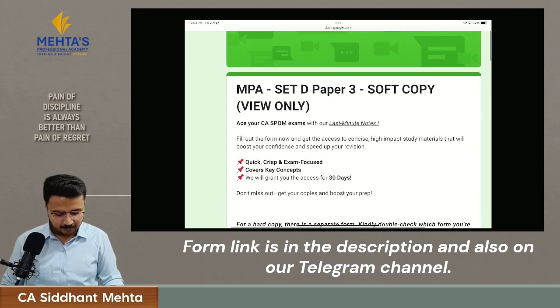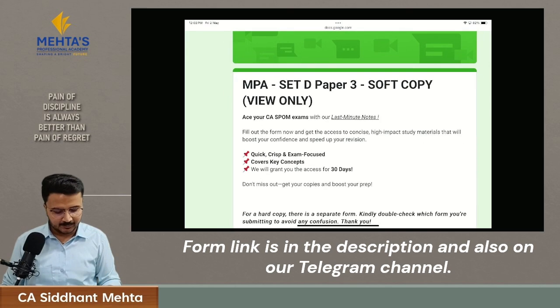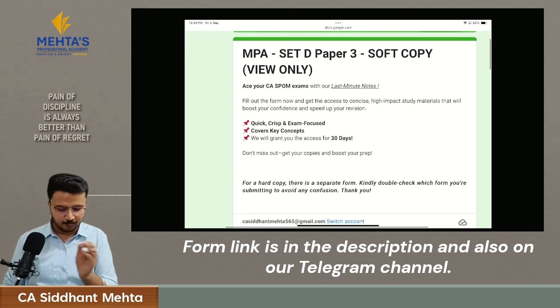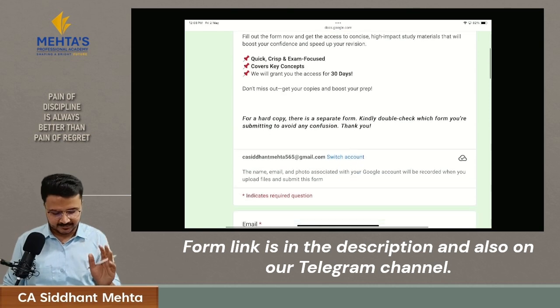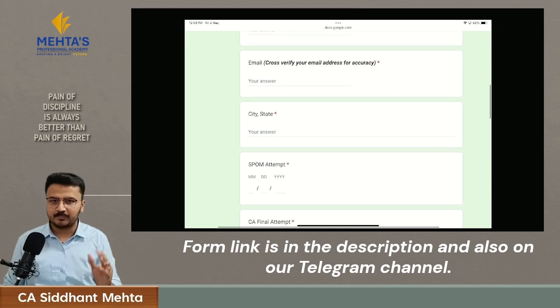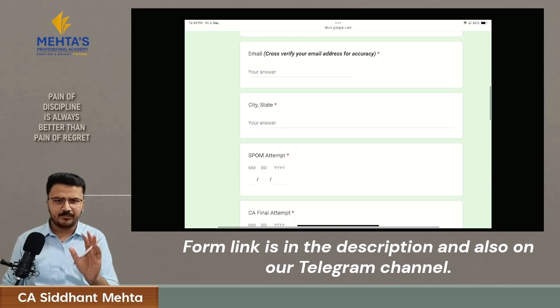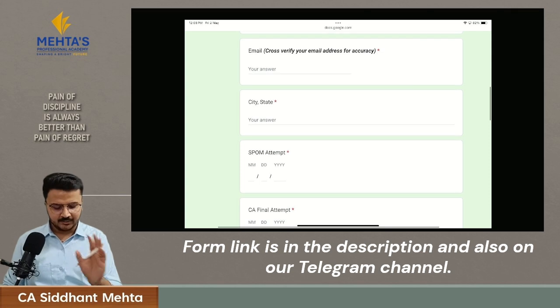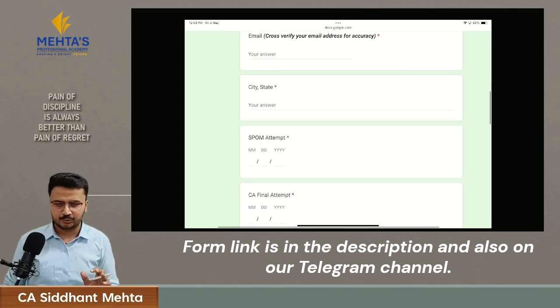So this is the form for soft copy view only. It will have the title soft copy view only if you want to take soft copy access for 30 days. Here you have to give your information regarding your name and the email address on which we will provide you the access. A Gmail account is also sufficient. There is no specific requirement of a Microsoft account only. On a Gmail account also we can provide you the access.